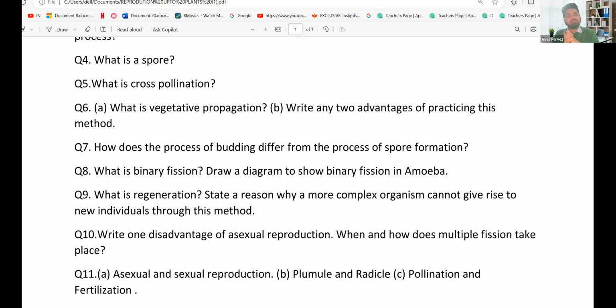Turn on your camera first. Sorry, camera, not mic. Sir, can I answer last? After two, three students? So that you may know the answer. No, sir, I'm trying to remember it. If your turn is there, then you need to answer. Otherwise, you will get a cross mark. Do you know the answer? Sir, I forgot.